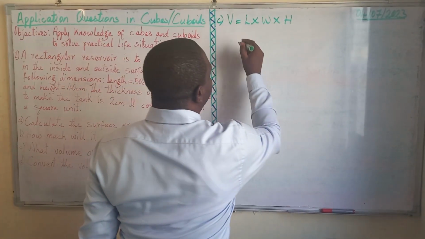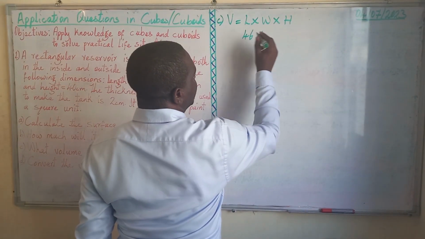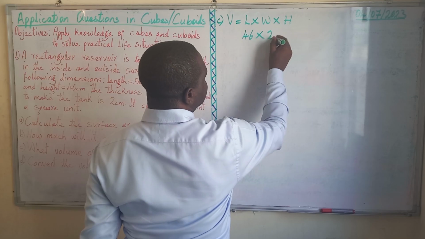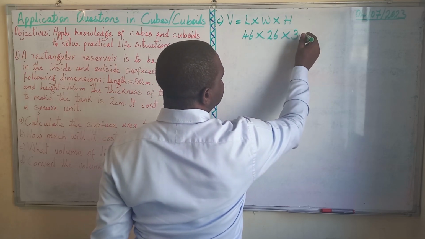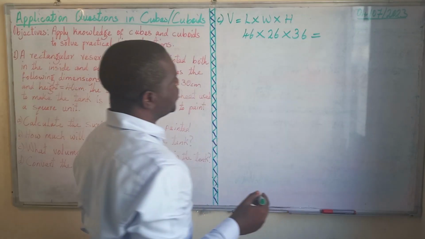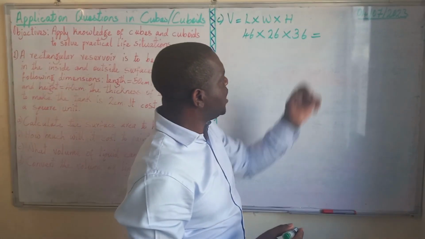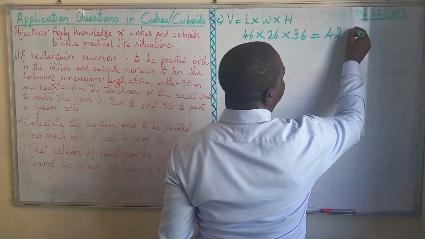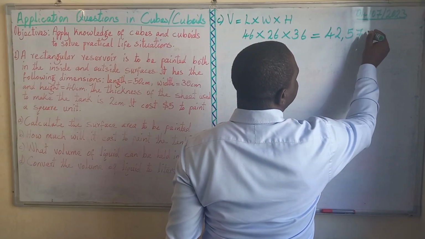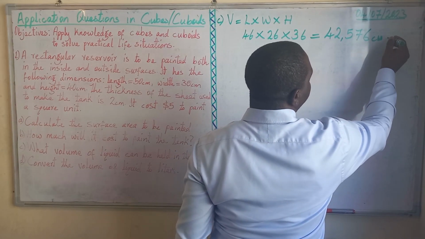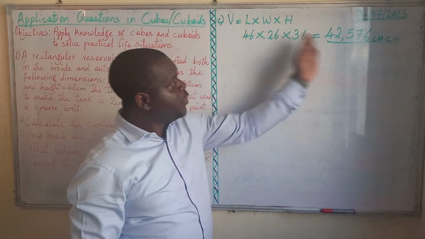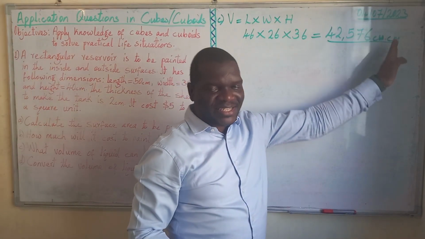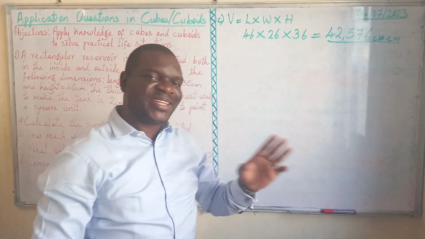So our internal length 46 times internal width 26 and our internal height is 36. And if we multiply this together, we're going to have a total of 42,576 cubic centimeters. Take note that at this level, our volume is in cubic centimeters and not centimeters squared as for the area.